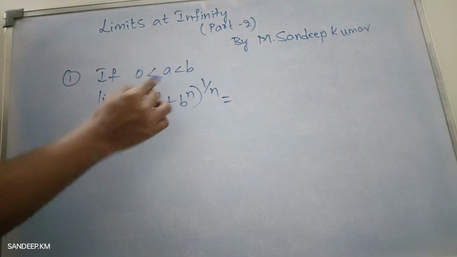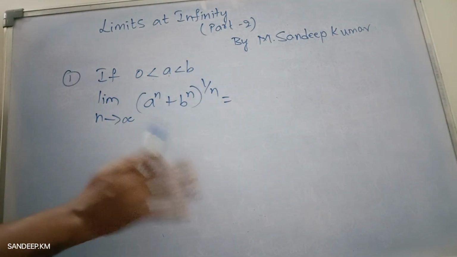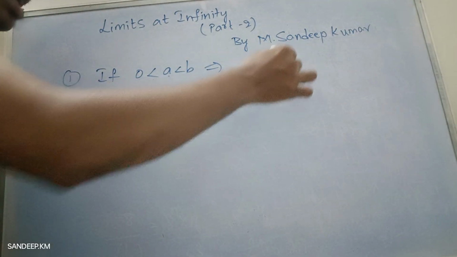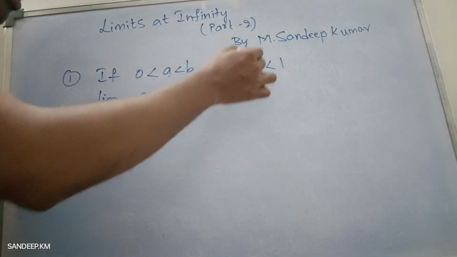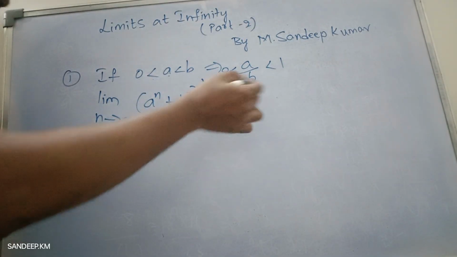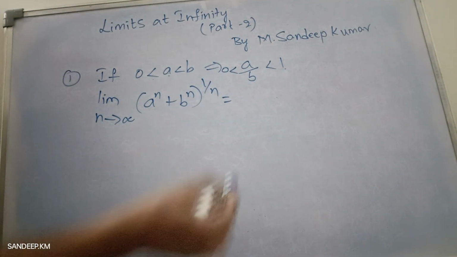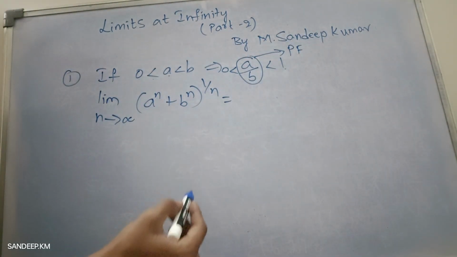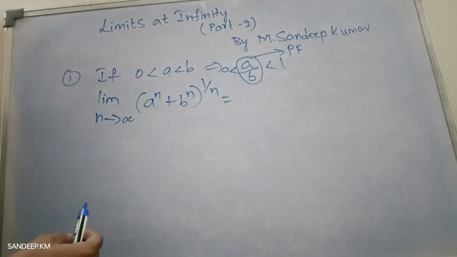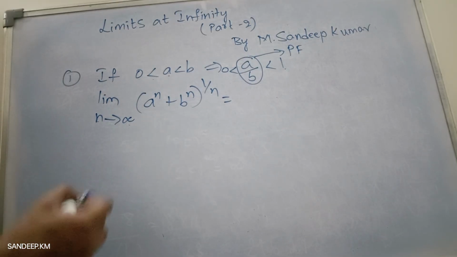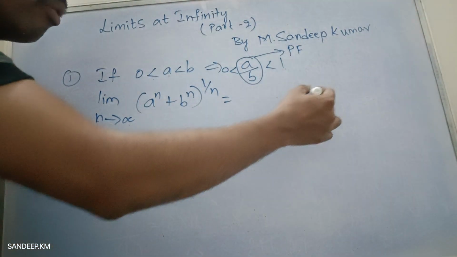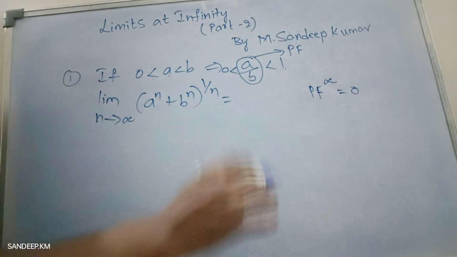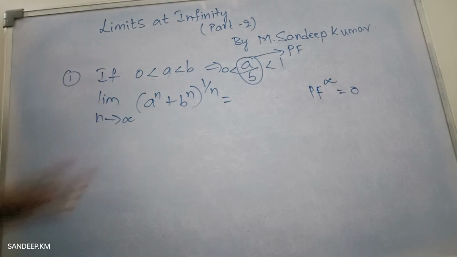Observe, they just told that a and b are positive and particularly a is less than b. So from this I can say that a divided by b is less than 1. What is the meaning of it? It means that a by b is positive and at the same time it is less than 1. So a by b is going to be a proper fraction. And moreover n is approaching infinity, so the power n is approaching infinity. So you create a proper fraction to the power infinity so that the answer will become 0. That is what we are supposed to do in this question.